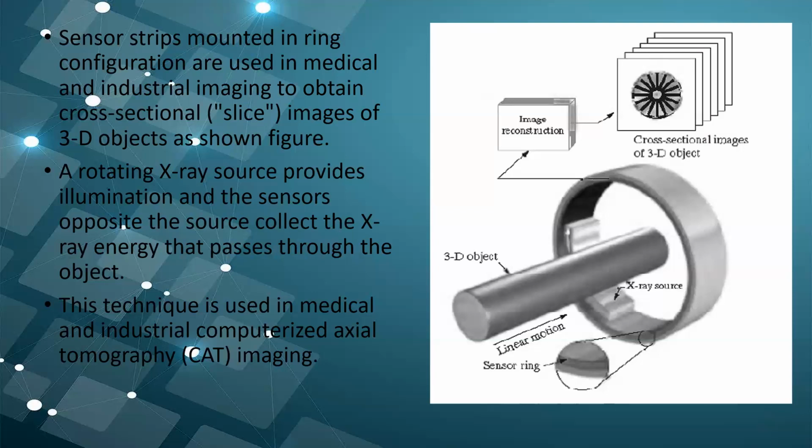You can see in the diagram here an X-ray source and a sensor ring. The ring consists of a sensing material, and the 3D object is passed through it, where the X-ray passes through the 3D object and is captured by the sensor ring, which gives out a 3D image that is constructed. So in the above picture, you can see the cross-section image of a 3D object, and how that image is obtained.